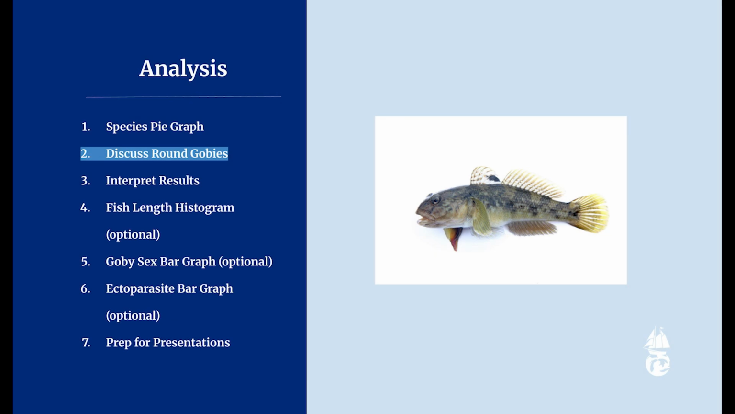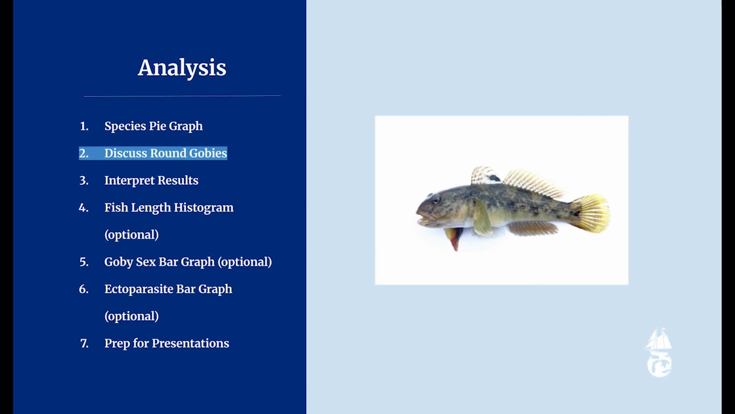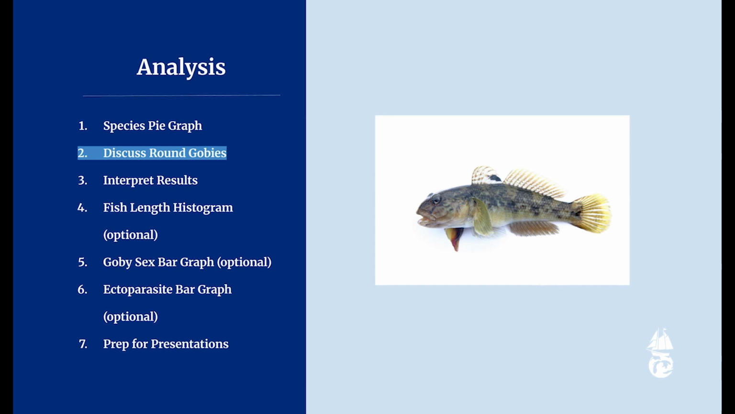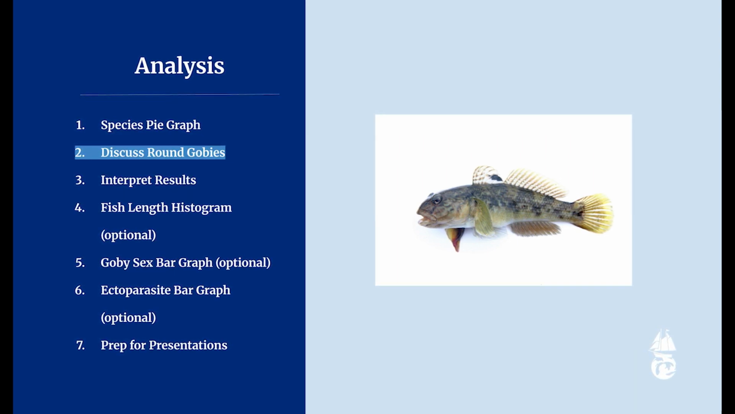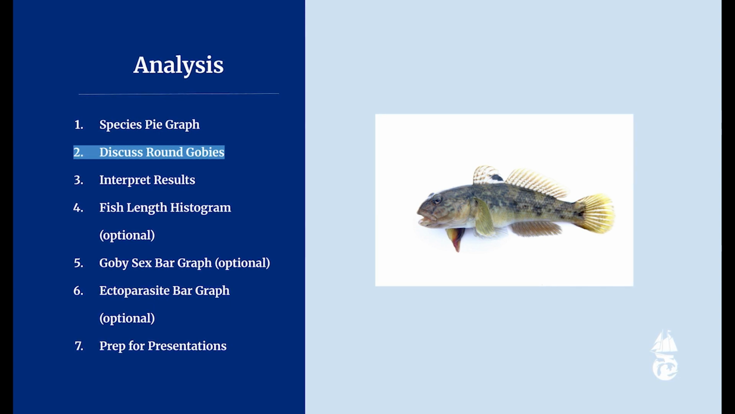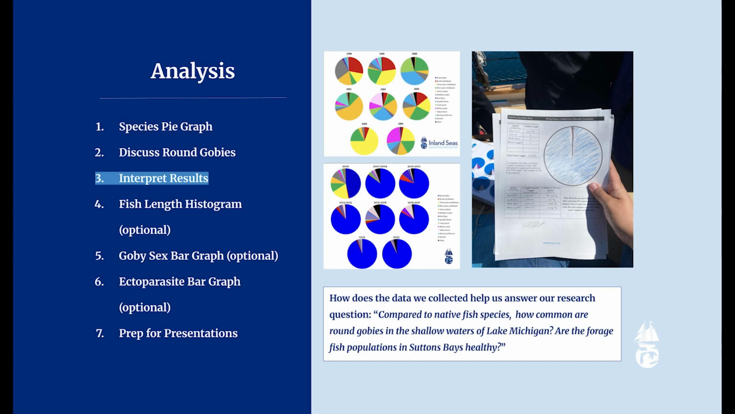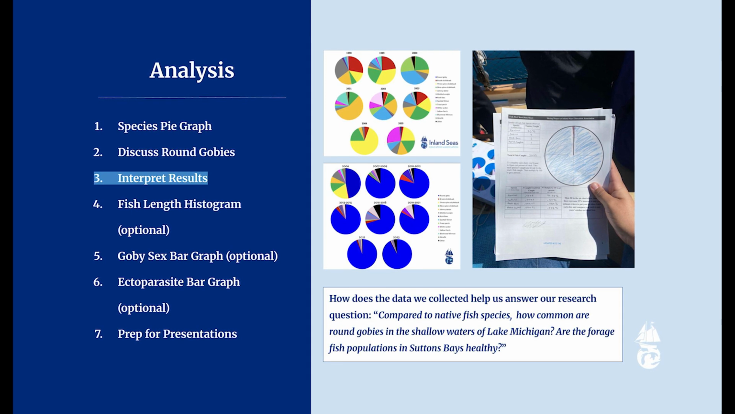Once your students have completed making their pie graph, if you have not done so already, take some time to tell the story of the round goby, where they're from, how they got here, and why they're a successful invasive species in the Great Lakes. Then, introduce the historical pie graphs to show the impact of the round goby on Great Lakes forage fish populations. Have your students compare their own pie graph to the historical fish catch pie graphs we keep on board.